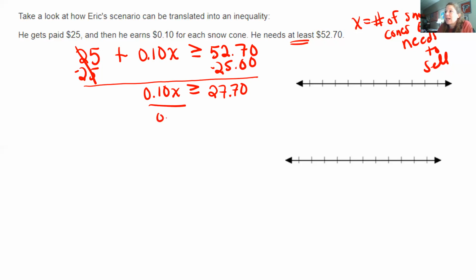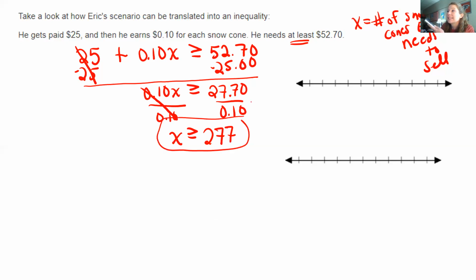We're going to divide by 10 cents. So 0.10 divided by 0.10 is 1, and 1 times x is x. Bring down our inequality sign. So now that's a lot of snow cones, you guys. 27.7 divided by 10 cents is 277 snow cones. Eric, you best get busy, buddy.